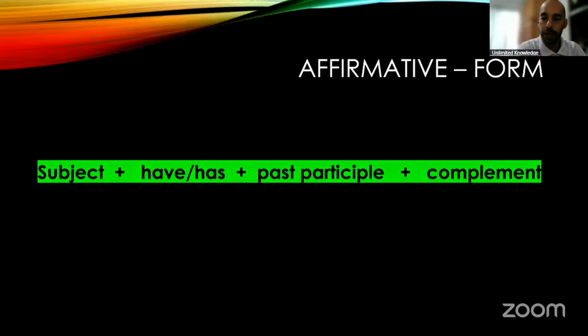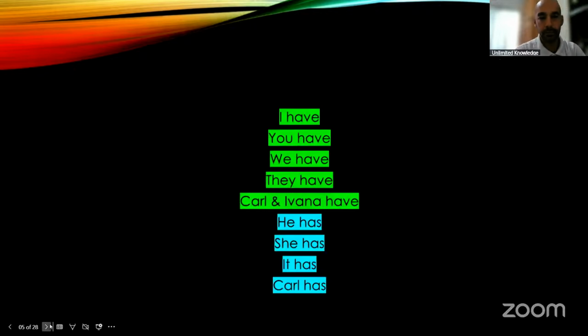Now, which subjects do we need to use with have and which subjects do we need to use with has? Let's have a look. So, here we have the subjects we're going to use with have and the ones with has. So just repeat for me. I have, you have, we have, they have. And if I have two people or two nouns or more, for example, Carl and Ivana, then I'm going to use have.